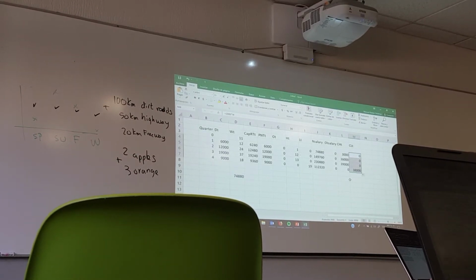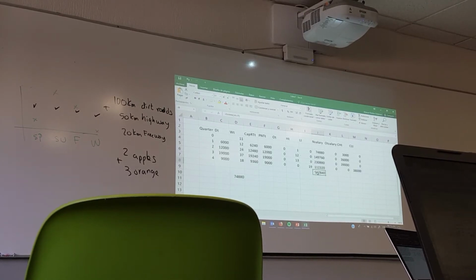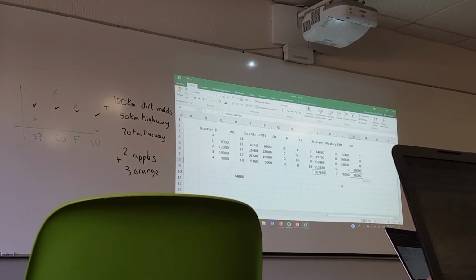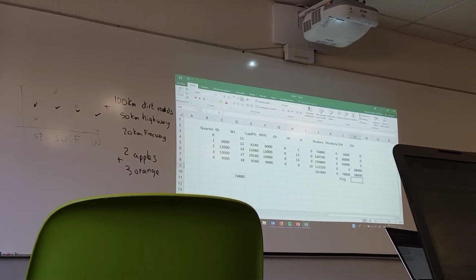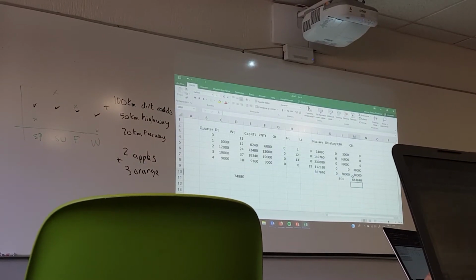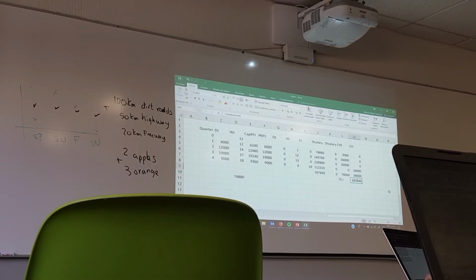Did you get the same numbers? Now, to compute the total cost, I'm just going to add this. The total cost is going to be equal to the sum of these four elements. And we got this. Did you get the same answer?